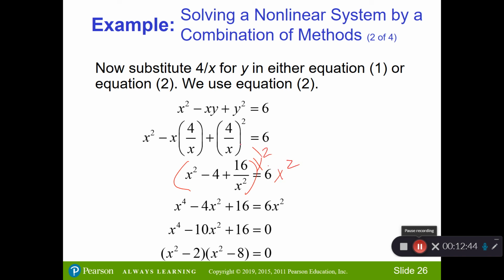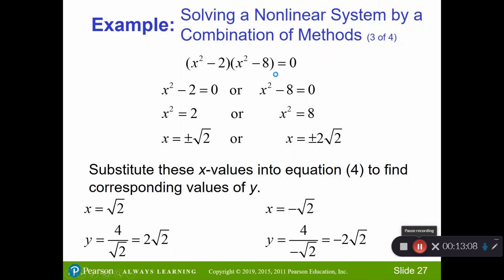on both sides, distributing here to the x to the 4th, distribute here to this, and when I distribute here, it cancels with the denominator and leaves the 16. Now move this to the other side to gather like terms, we get negative 10x squared, and now we can factor. This factors into x squared minus 2 times x squared minus 8, so that would be x squared minus 2 equals 0, x equals plus or minus the square root of 2. X squared minus 8 equals 0, x equals plus or minus the square root of 8, or simplifying the square root of 8, it simplifies to 2 root 2.